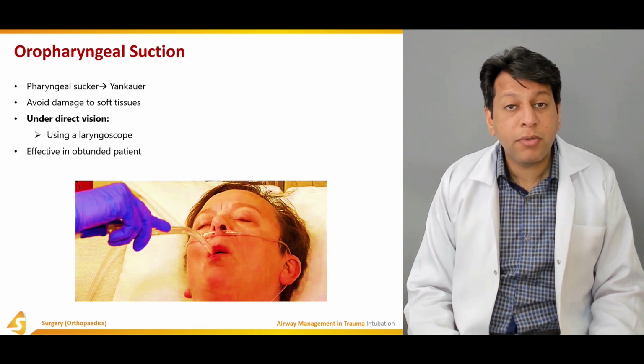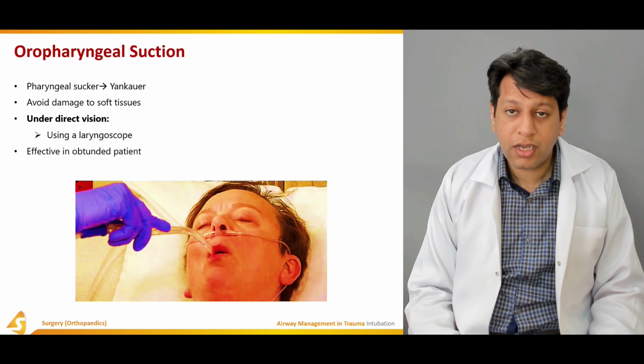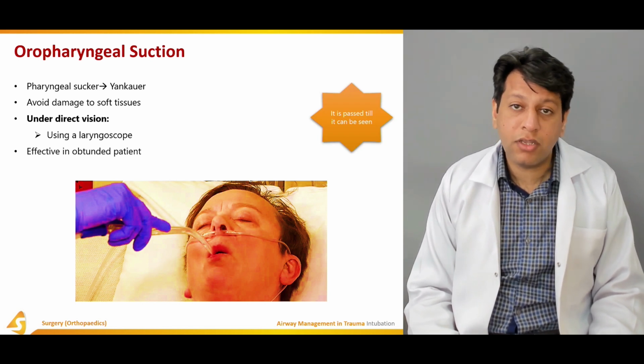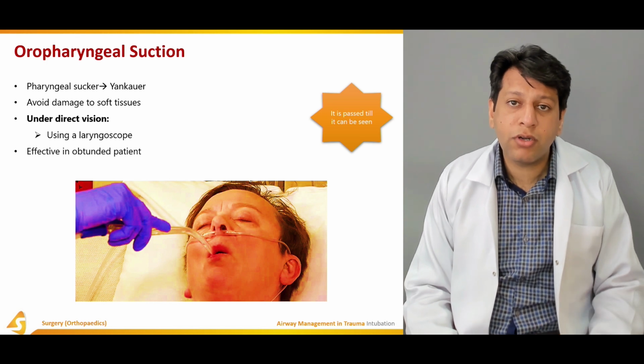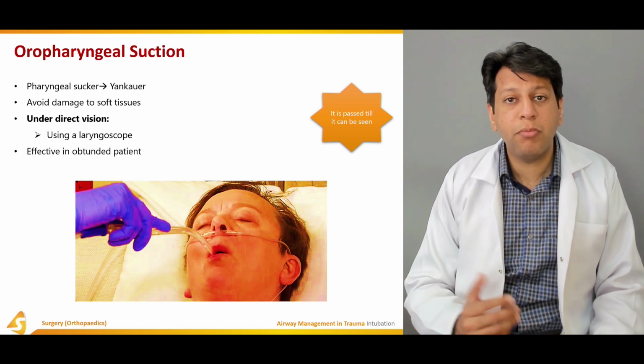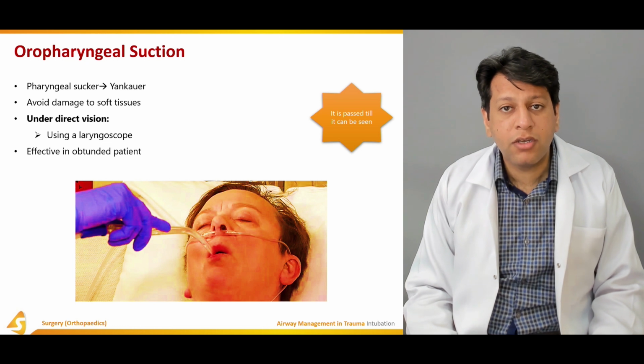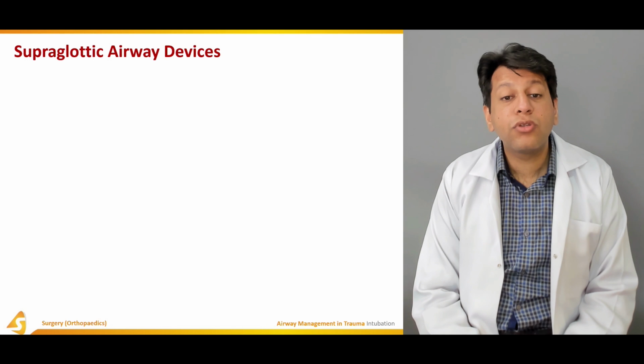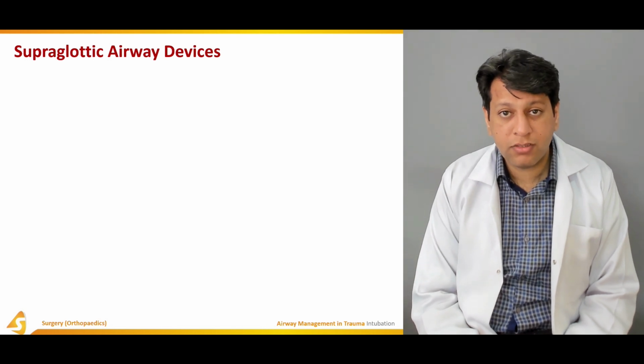It is effective in an obtunded patient, a patient who is not responding. This is highly effective, and its important rule is that it's passed only as far as it can be seen. Do not push it beyond your visual range, because then you may damage other structures with this tube. Now coming on to the supraglottic airway devices.